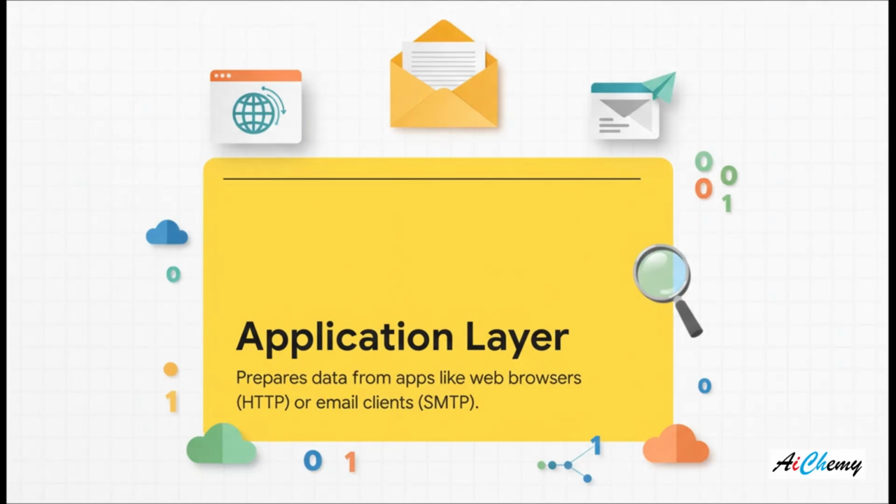So right at the top, you've got the application layer. This is the part you actually interact with. When you're typing in a web address or sending an email, this layer is getting your data ready. It's like writing the actual words in a letter before you stick it in an envelope.